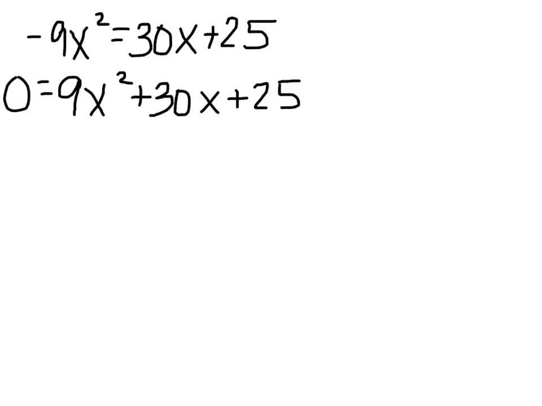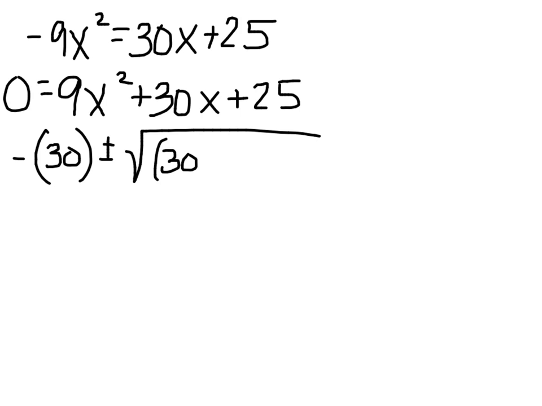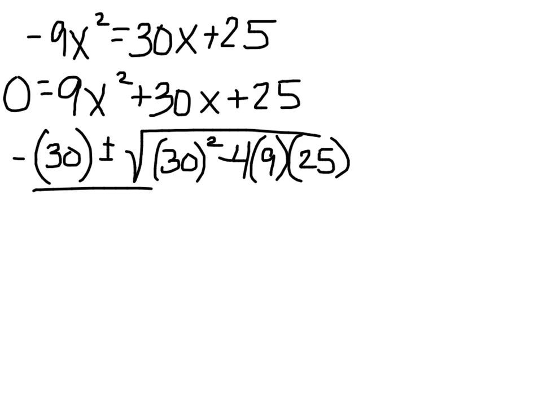Alright, now what's in your B? 30 plus or minus the square root of 30 squared minus 4 times. What's in the A? 9. What's in the C? All over 2 times 9.